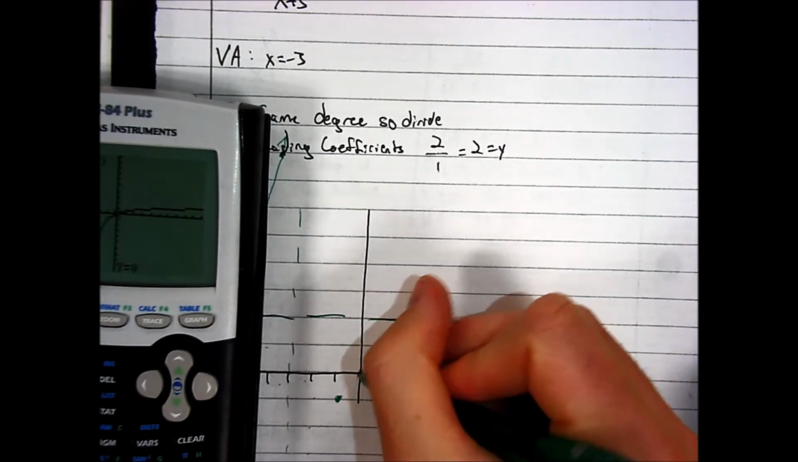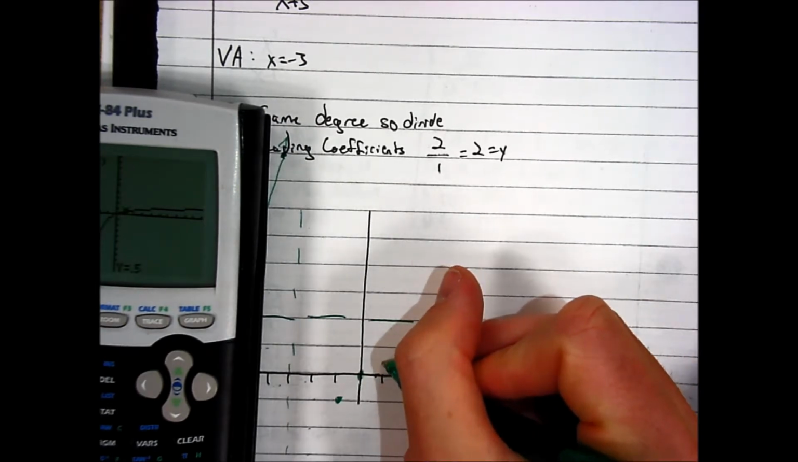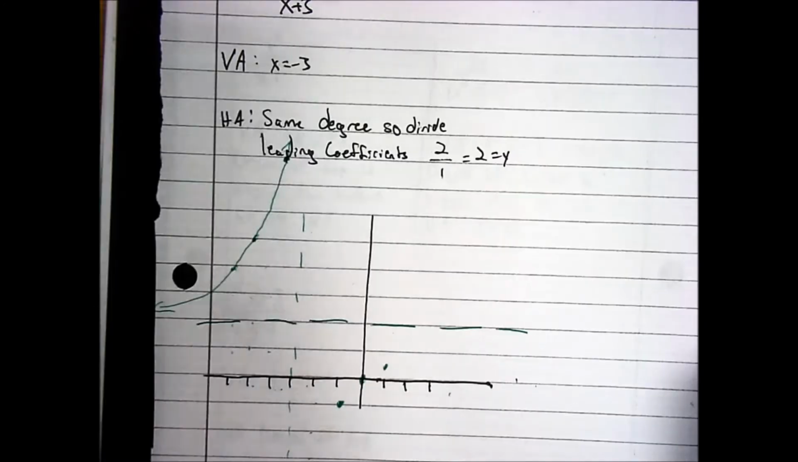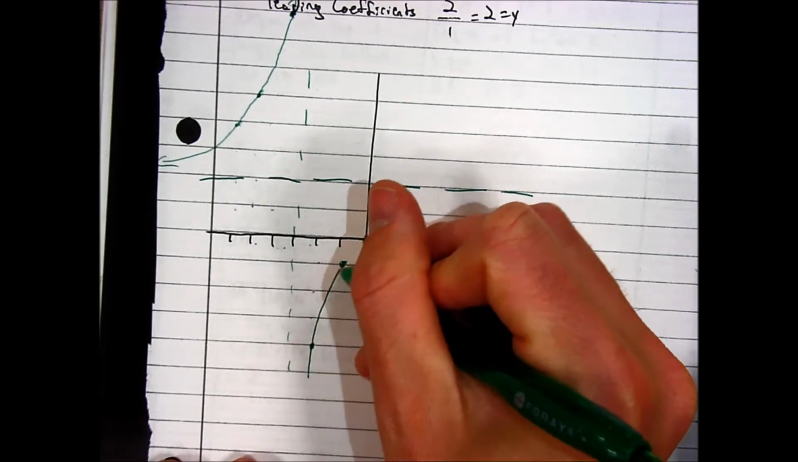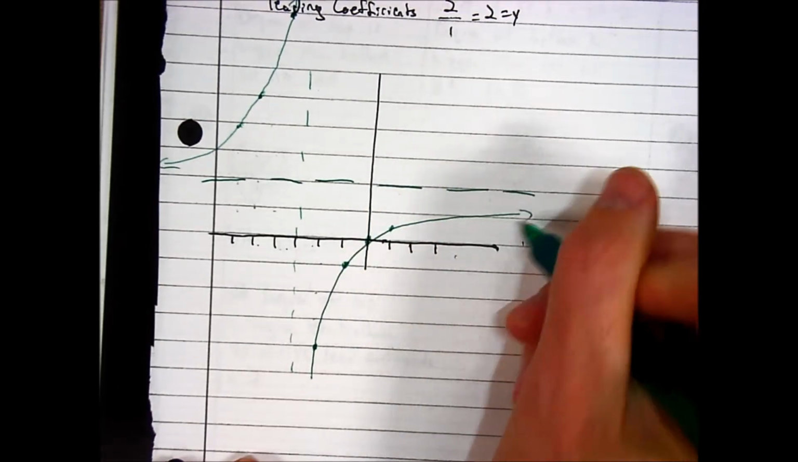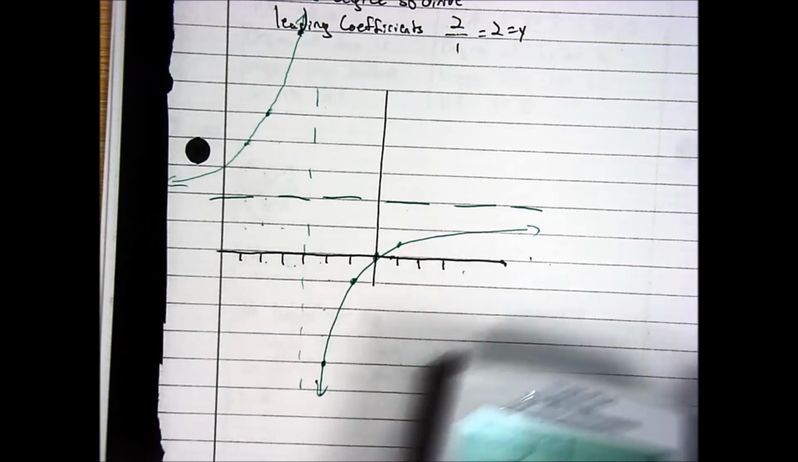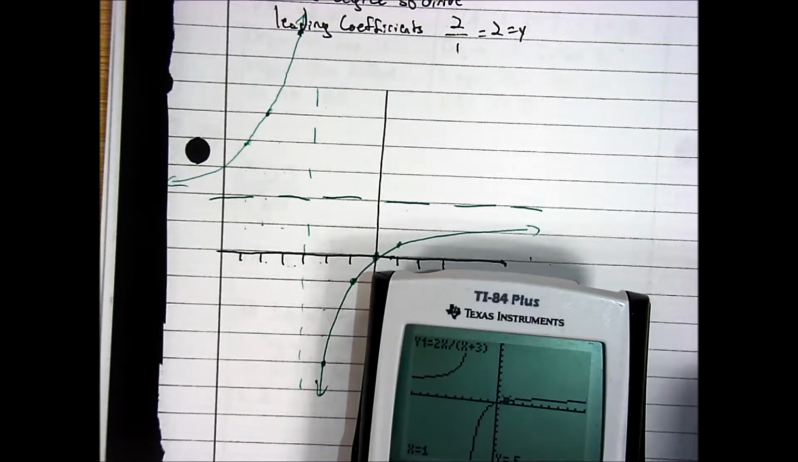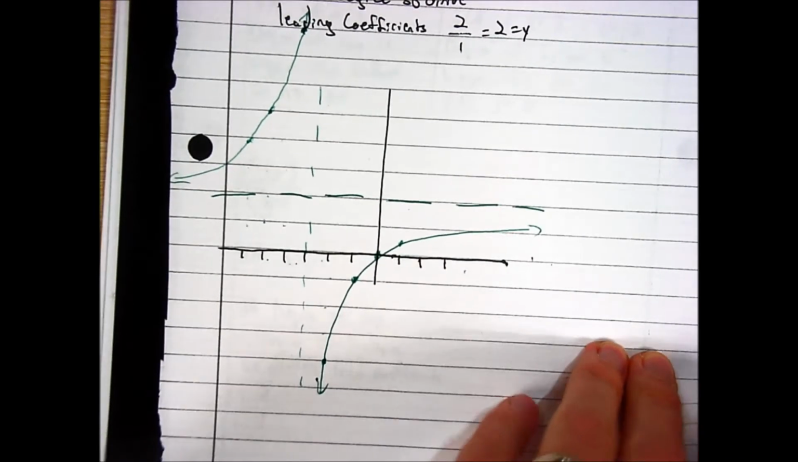0 is 0. 1 is at 0.5. And you can see that we're going to level out and flatten out pretty quickly. So we got our curve looking like that. How'd we do? Look pretty good? Pretty similar? I think so. Alright, let's try another one.